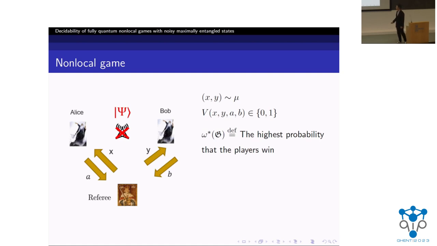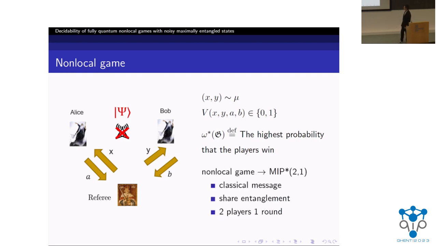The players reply independently. Upon receiving the answers, the referee determines whether the players win or not according to a predicate V. Both the distribution mu and the predicate V are known to the players, so they can negotiate a strategy before the game starts. We are interested in the value of the game, omega star G. It is the highest probability that the players win.